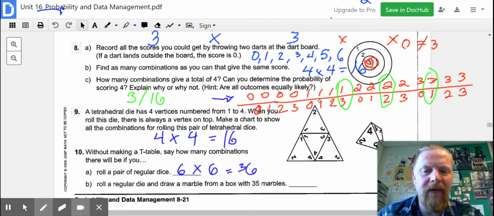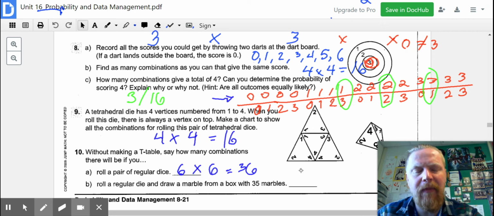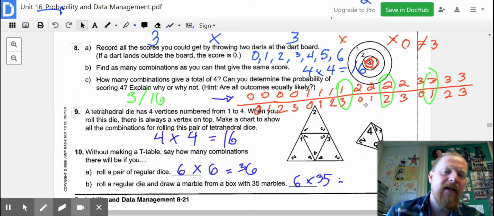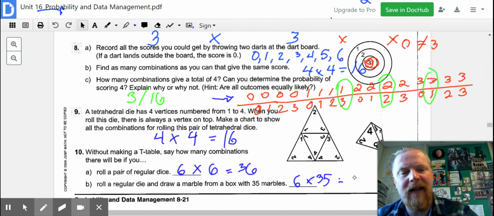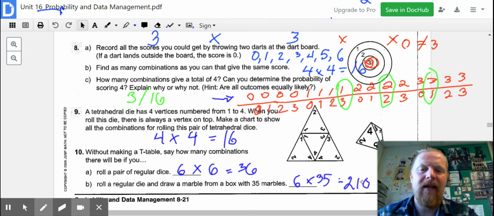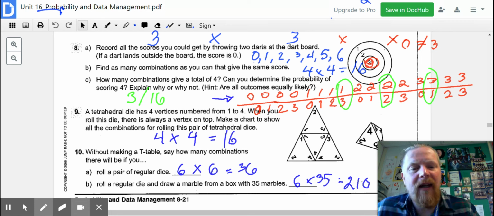What about a roll of a regular die and a draw of a marble from a box of 35 marbles? Okay, so a regular die is 6 outcomes, 1 to 6. And the other one is any of 35 marbles. So the number of outcomes that you could have is going to be much larger. 6 times 30 would be 180, and 6 times 5 is 30. So that is a total of 210 different outcomes that you could get if you're rolling a regular die and drawing a marble from a box with 35 marbles.